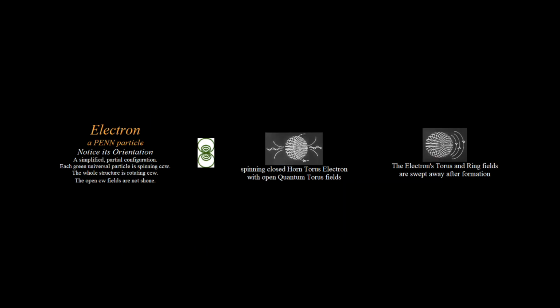Electron. A pen particle, notice its orientation. A simplified, partial configuration. Each green universal particle is spinning CCW. The whole structure is rotating CCW. The open CW fields are not shown. Spinning closed horn torus electron, with open quantum torus fields. The electron's torus and ring fields are swept away after formation.